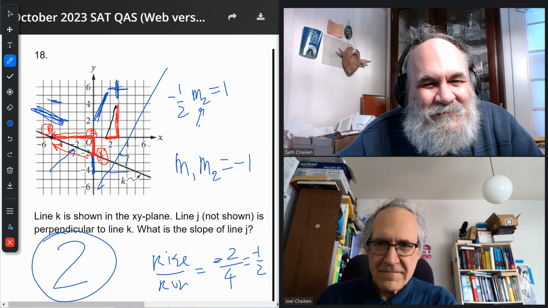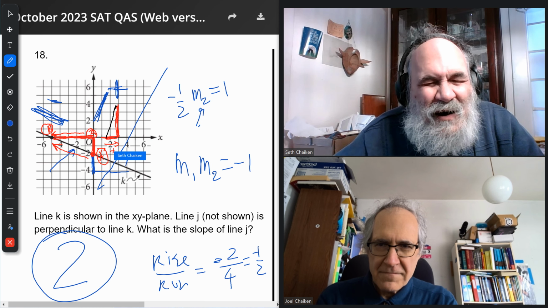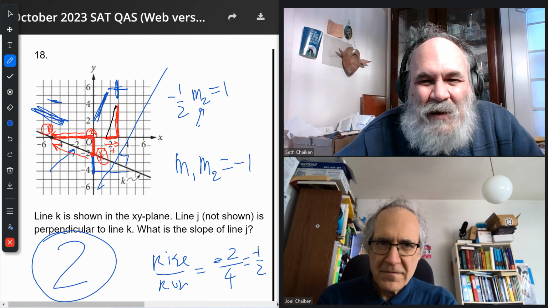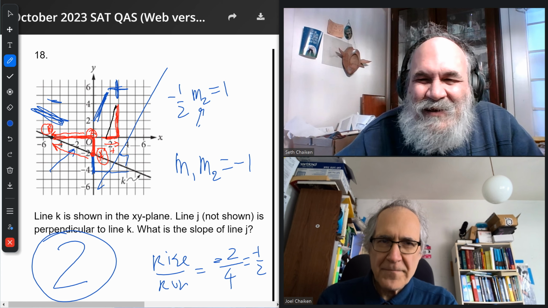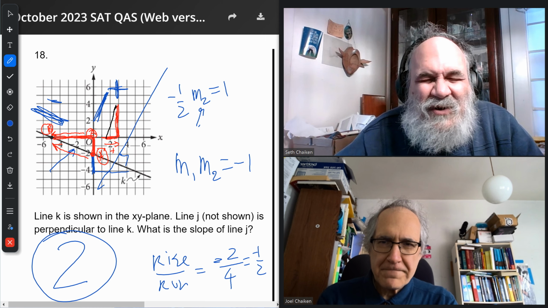Now here, the run is positive as before, but the rise is also positive. But here, the rise was positive and the run was negative. So in this case the slope is negative. In this case the slope is positive.